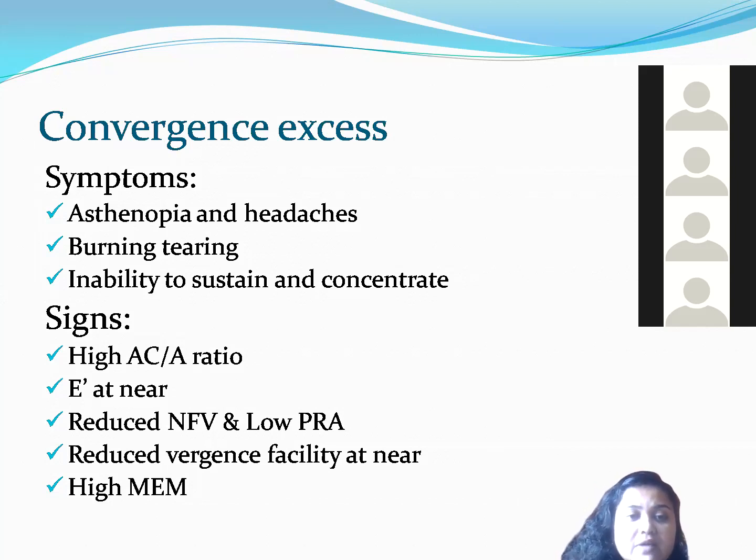So what is the difference between divergence insufficiency and convergence excess? For divergence insufficiency, the distance esophoria is more than near, and for convergence excess, the near esophoria is more than distance. The patient can have esotropia for near also. You can see the child crossing his eyes while reading. That is the main sign of convergence excess. The patient will have reduced negative fusional vergence and a low PRA.